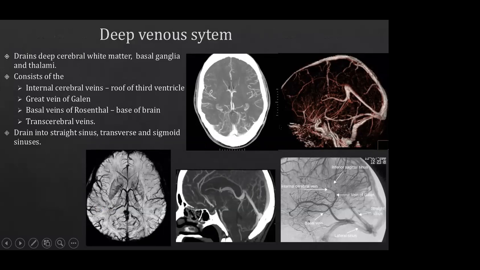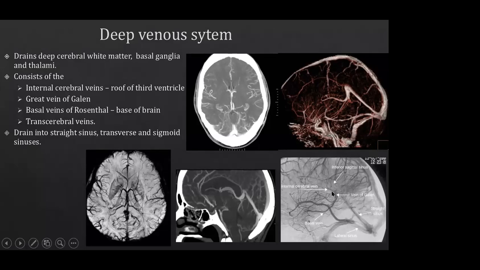And these are kind of arranged in two layers, if you like. So you have the internal cerebral veins, which run along the roof of the third ventricle, round about here. And then we have the basal vein of Rosenthal, the complex of it, which is around the base of the brain, along the floor of the third ventricle, and it's oriented in that direction.